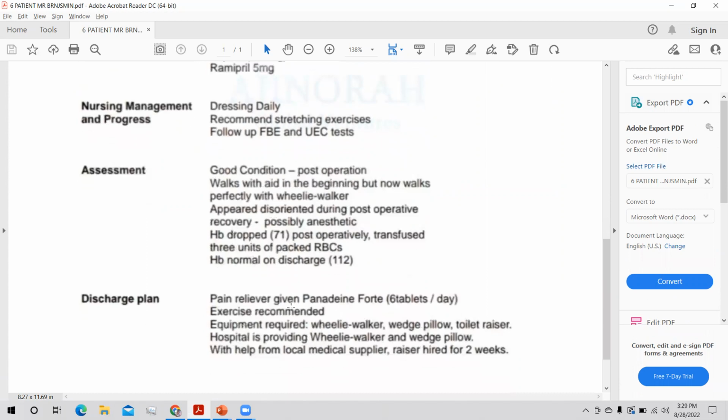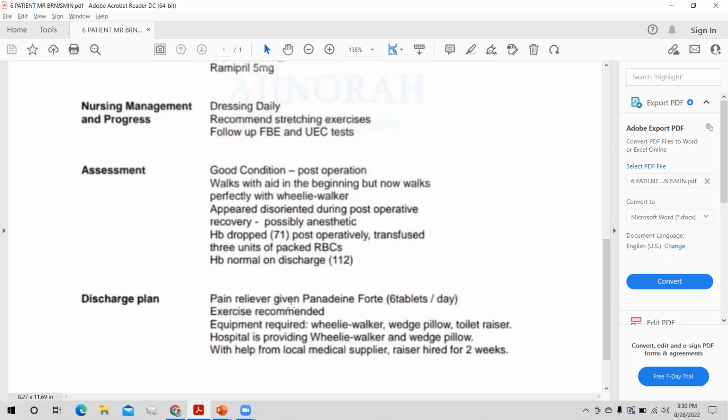And assessment: good condition post operation, walks with aid in the beginning, but now walks perfectly with Billy Walker. So we have to use this one. We have to mention this one. Appear disoriented during the post-operative recovery, possibly anesthetic. This also we have to include. HB dropped to 71 post-operatively and transfused with 3 units of packed RBCs. Have to include this also.